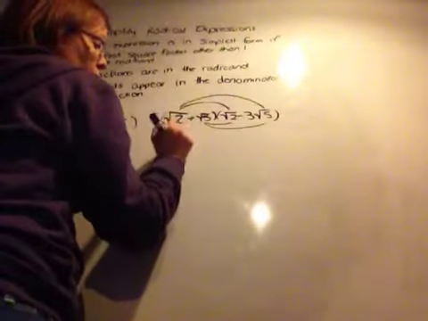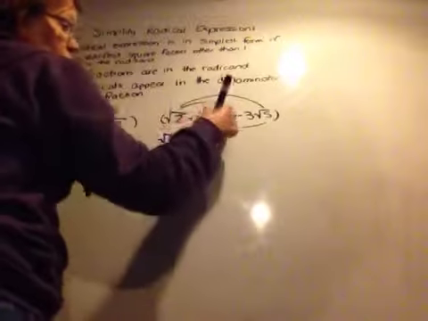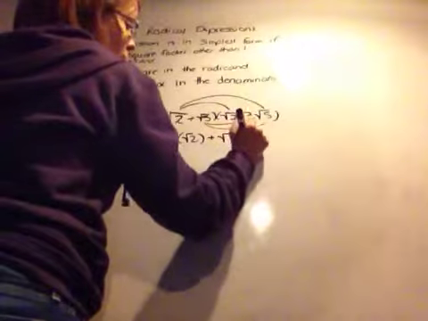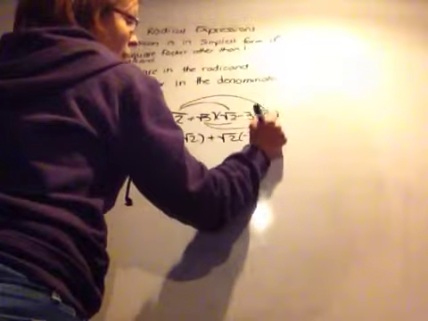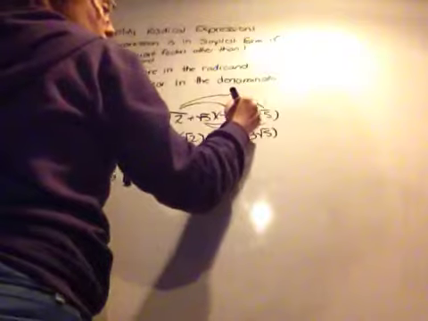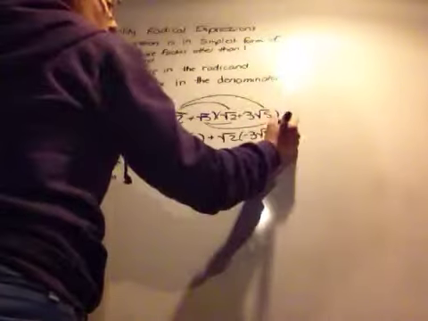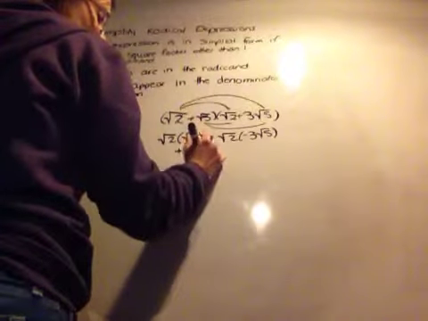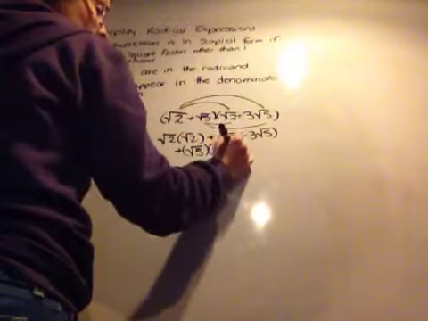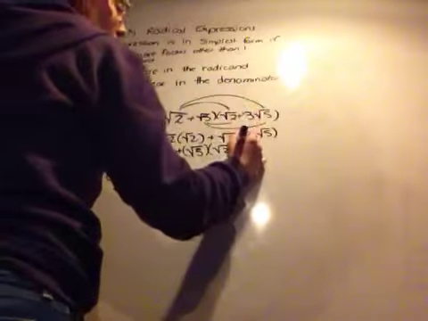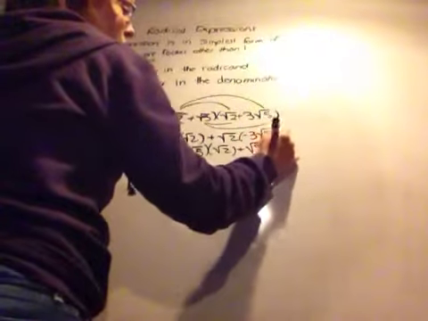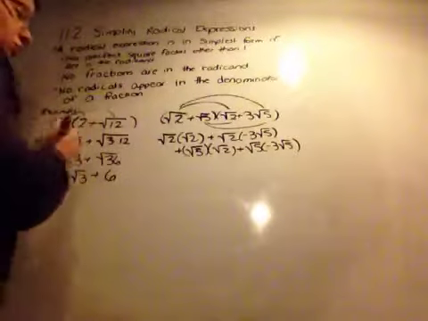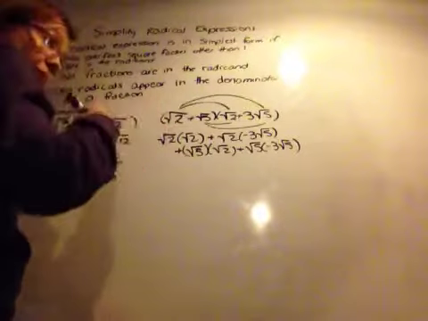So I have the square root of 2 times the square root of 2. That's my first terms. Then my outer terms are the square root of 2 times the negative 3 square root of 5. You can make that a plus a negative if it helps. My next term is square root of 5 times the square root of 2. And then the last term is the square root of 5 times negative 3 square root of 5. Now I'm going to go ahead and multiply these, and then I'm going to try to combine any like terms I can and simplify it.